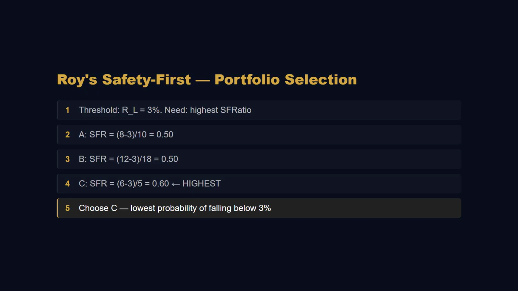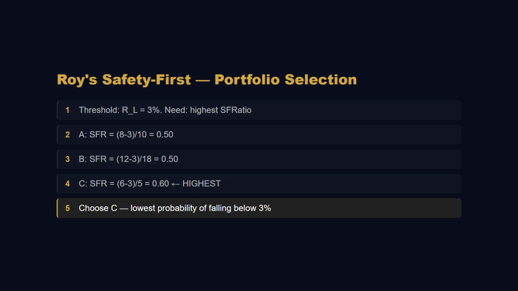A: 8 minus 3 divided by 10 equals 0.5. B: 12 minus 3 divided by 18 equals 0.5. C: 6 minus 3 divided by 5 equals 0.6. Portfolio C has the highest SF ratio at 0.6. It is the safest choice.